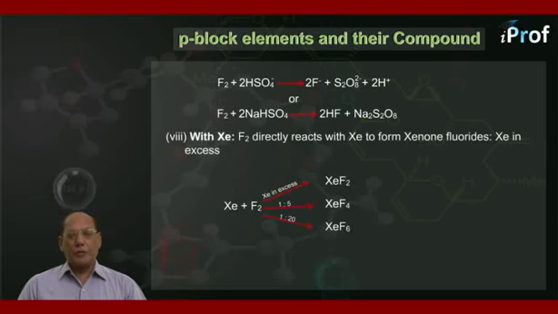Eighth reaction is reaction with xenon. Fluorine directly reacts with xenon to form xenon fluorides. That is Xe plus F2. In excess of xenon, the product is XeF2. But if we take these two reactants in 1:5 ratio, then the product is xenon tetrafluoride. However, if the ratio is 1:20, then the product is called xenon hexafluoride.